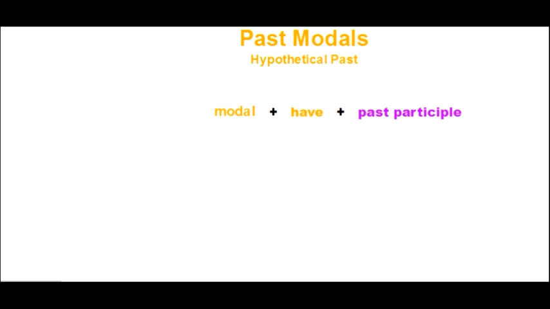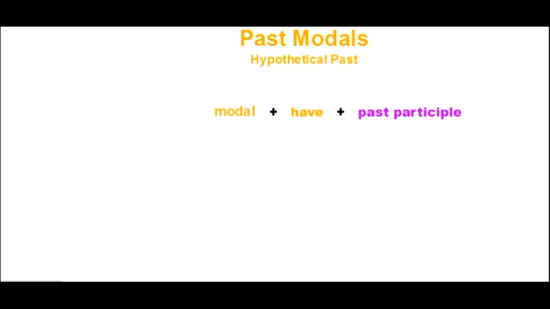So this grammar is called the past modal, and it's for the hypothetical past, like we said. And a past modal basically consists of a modal verb, of some type. Then we have the auxiliary verb have, and then we have a past participle. So there's three parts to this. A past modal has three parts. It has a modal, then the auxiliary verb have, then the past participle as the principal verb.